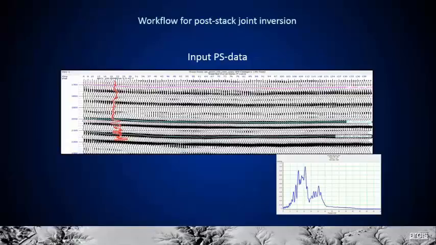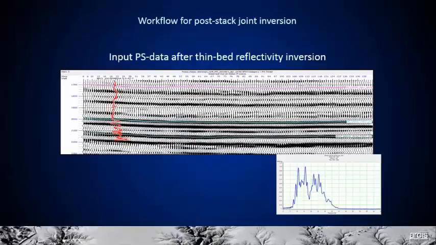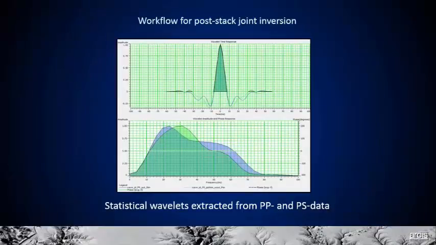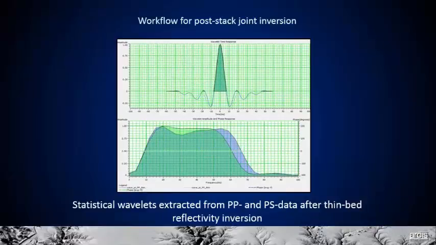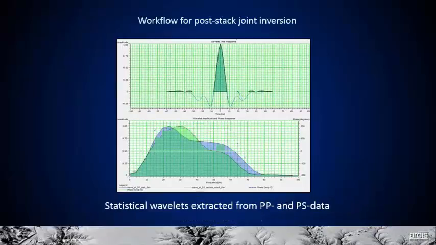Mind you, we have not gone beyond the high end of the spectrum, because I know some interpreters are a little nervous about extending the bandwidth beyond the recorded bandwidth of the data. But that's fine. Either way, whatever you're comfortable with. So this is after thin bed reflectivity inversion, and notice the changes that we bring about. Again, statistical wavelets extracted from the PP and the PS data are seen here. And once I do this spectral flattening, notice the changes that we bring about.